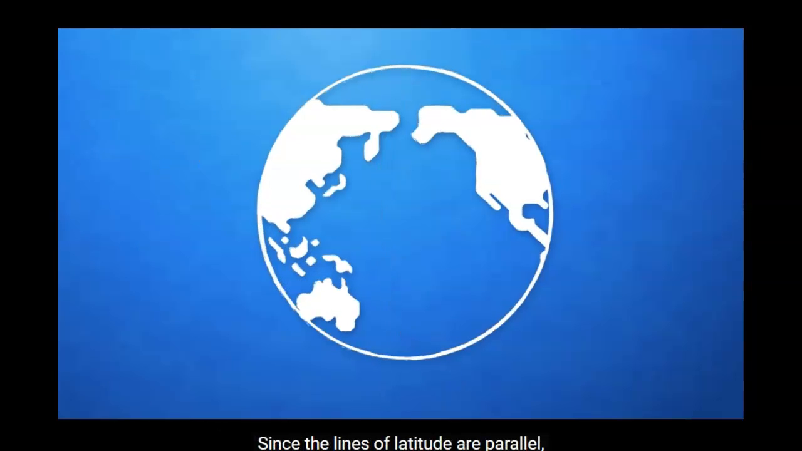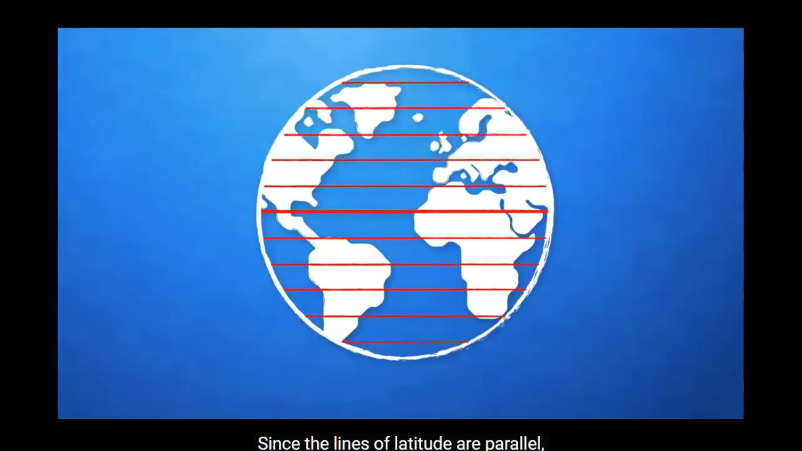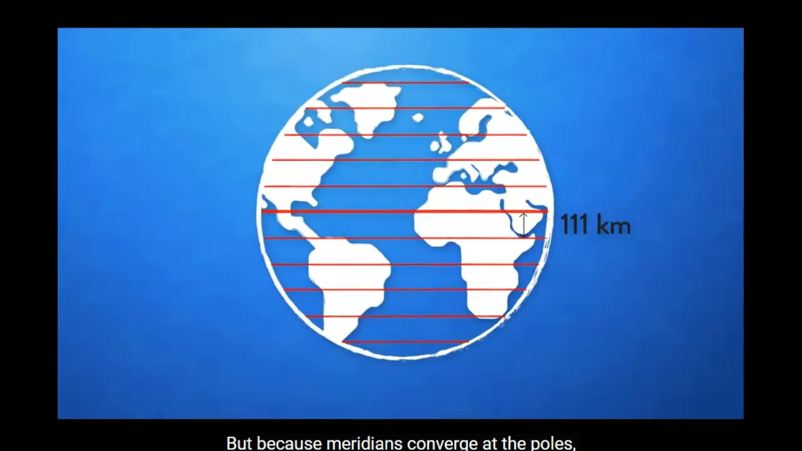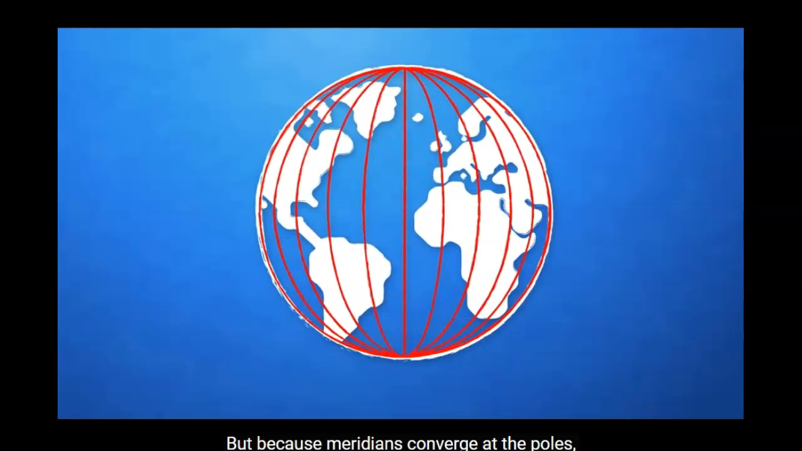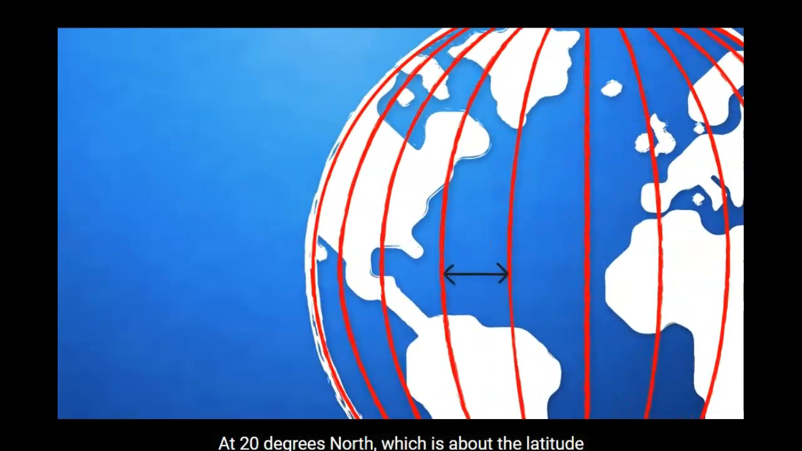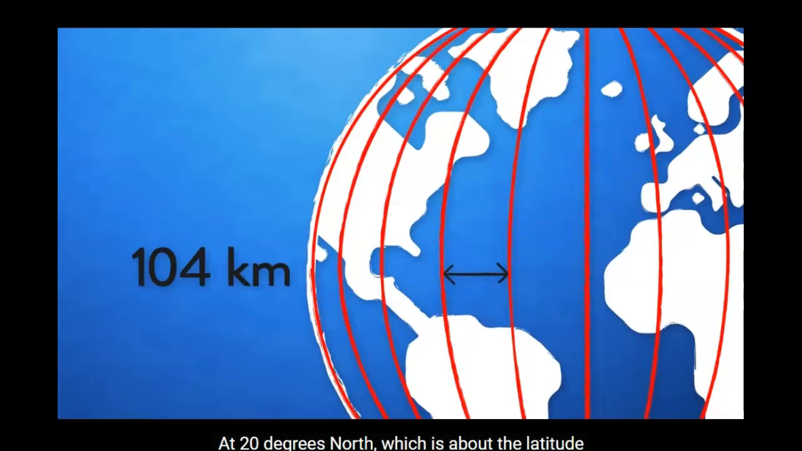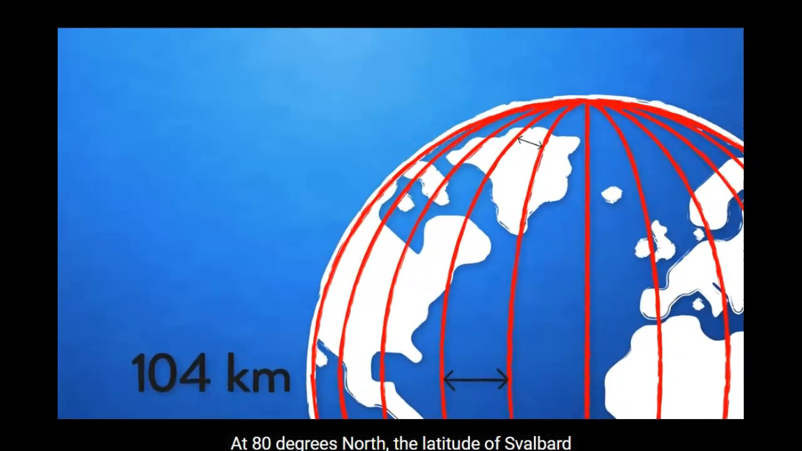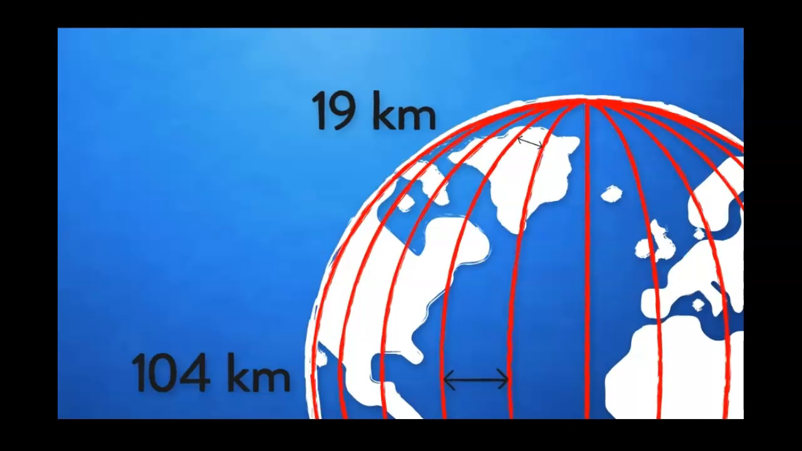Since the lines of latitude are parallel, each degree covers about the same distance the world over, roughly 111 kilometers. But because meridians converge at the poles, the distance covered in each degree of longitude varies hugely depending on your latitude. At 20 degrees north, which is about the latitude of Cuba and Hawaii, 1 degree of longitude is approximately 104 kilometers. At 80 degrees north, the latitude of Svalbard and northern Greenland, it's only about 19 kilometers.